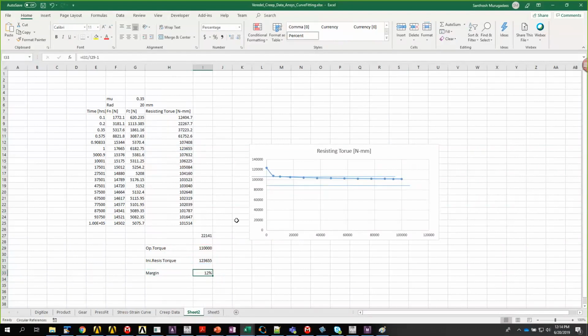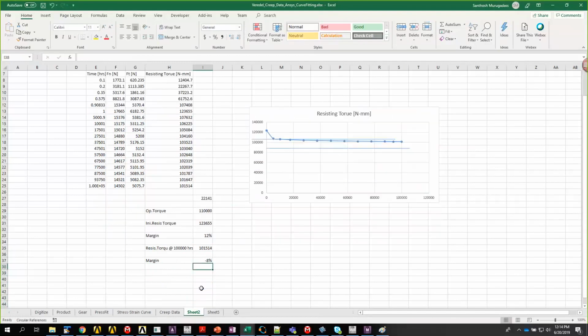Okay, let's say we have a 12% margin, but what happens after? Let's look at the resisting torque at, let's say, 1 lakh hours. It is this much now. If we check the margin, this is my operating torque divided by resisting torque minus 1. We really lost; it's in the minus. So it means the joint is going to really slip.